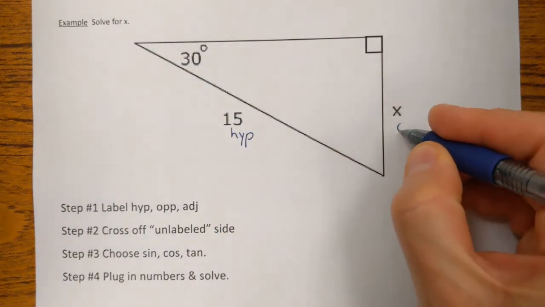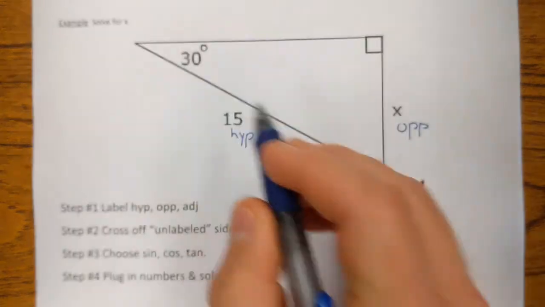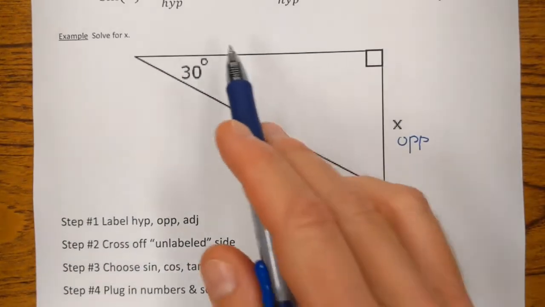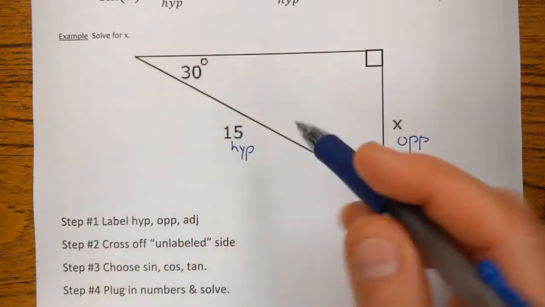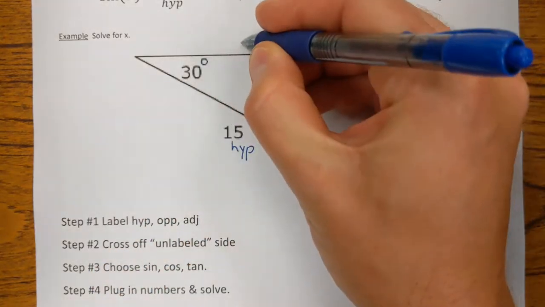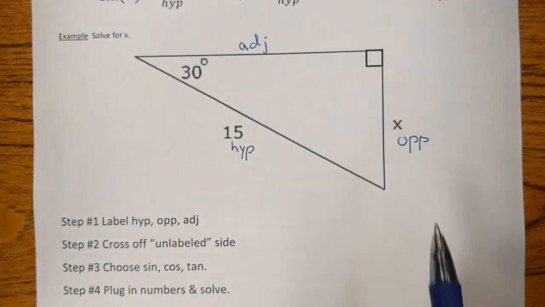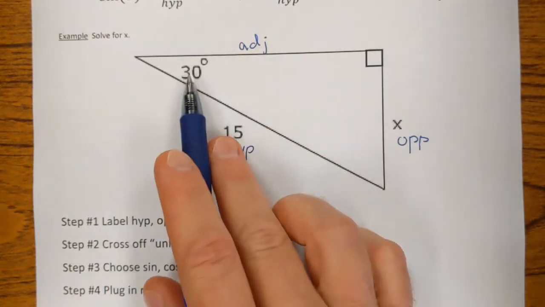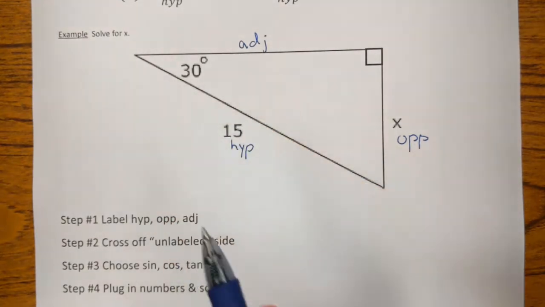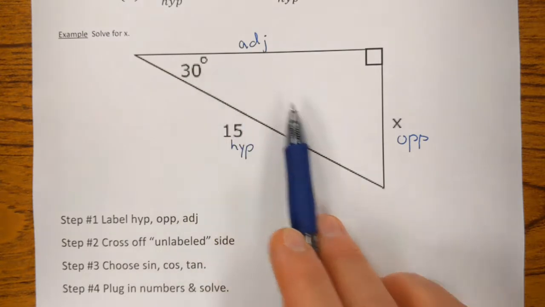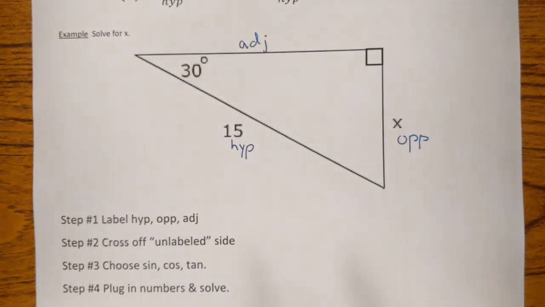Since this x is far away from the 30-degree angle, we say that it is opposite of the 30-degree angle. And now this side up here, that's really close to the 30-degree angle, we're going to call the adjacent leg. So our adjacent leg is close to the 30 degrees. The word adjacent means next to or close to. This side over here, far away from the 30-degree angle, is called our opposite leg.